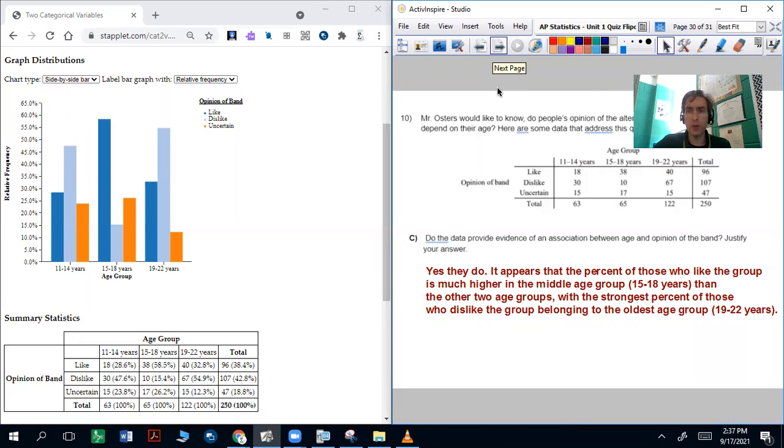I would say it appears the percent of those who like the group is much higher in the middle age group. So if you notice here, almost 60% like the band in the 15-18-year-old group, whereas in the 11-14, only about 28.6 like the band, and in 19-22, only about 32.8% like the band. But that middle age group, they like it the most. And then as far as dislike goes, the oldest seems to dislike the group the most, whereas the middle seems to dislike it the least. So there is definitely a pretty tight association in regards to preference of the band and opinion and age. So even though you didn't have to do it, now you know.